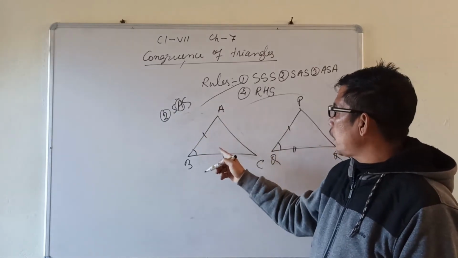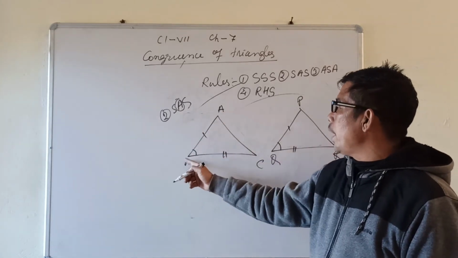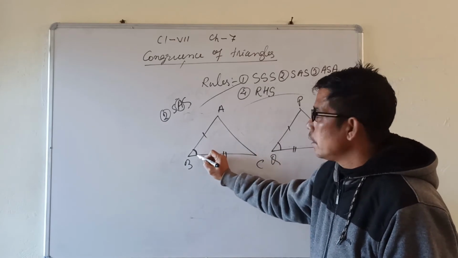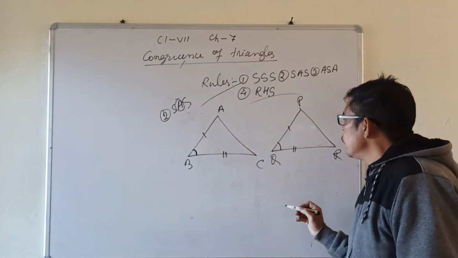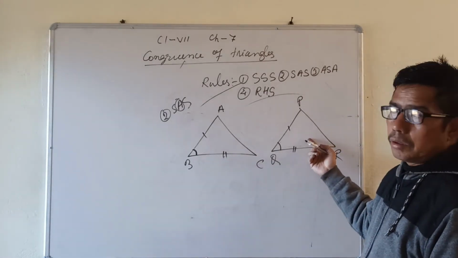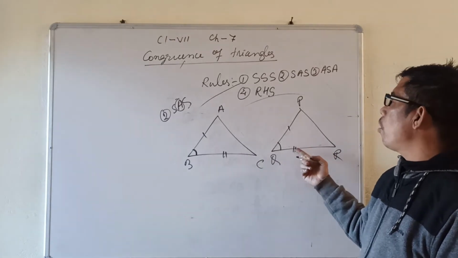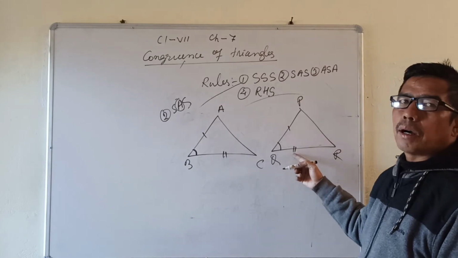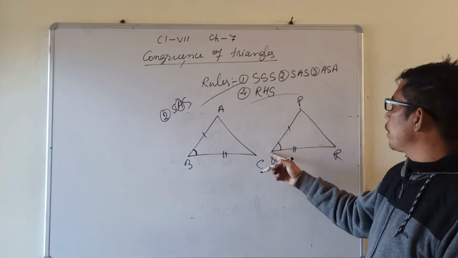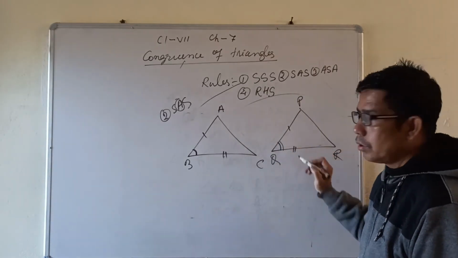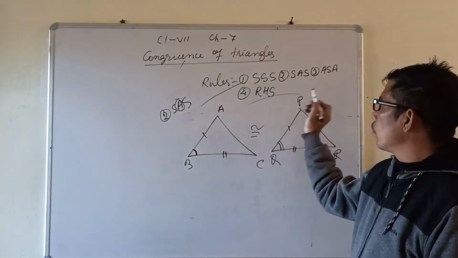Here see, the two sides are AB and BC. The angle formed by AB and BC is the angle B. This should be the angle to be chosen. And from the other triangle also, which angle? The angle formed by the sides you have taken for comparison. That is PQ and QR. The angle formed by PQ and QR is this angle Q. So only then these two triangles are congruent.